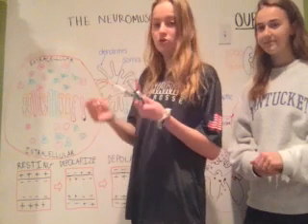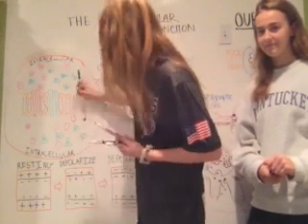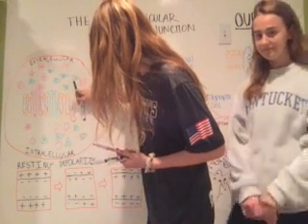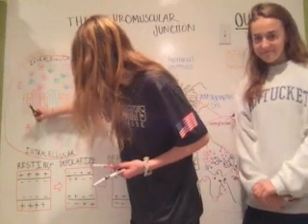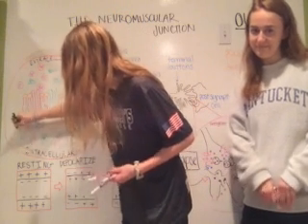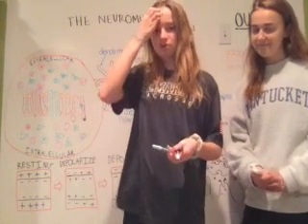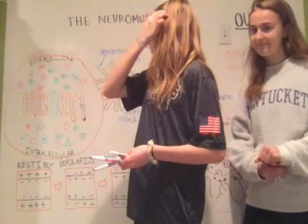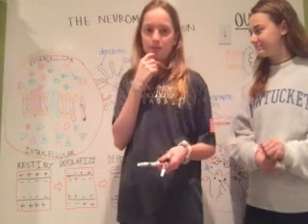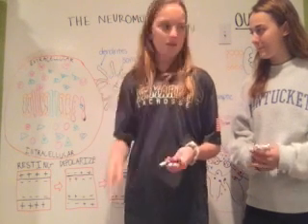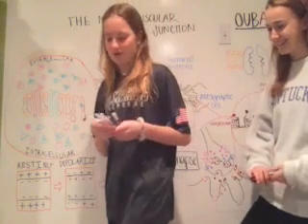And then it takes two potassium ions and pumps them back in to the inside of the cell. This restores resting membrane potential, allowing the neuron to continue to send action potentials again and again. All right, Megan, you can take it away.